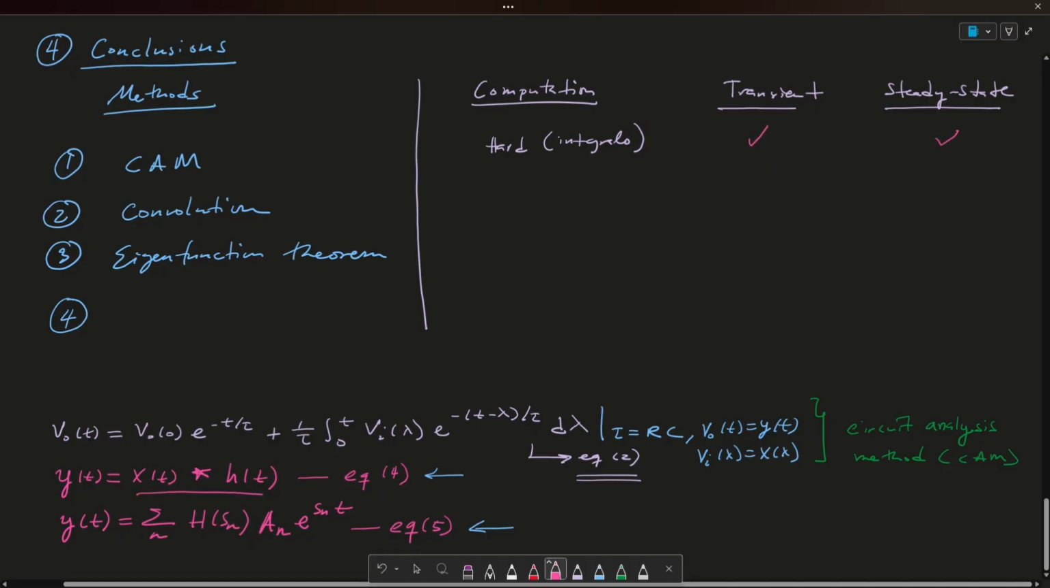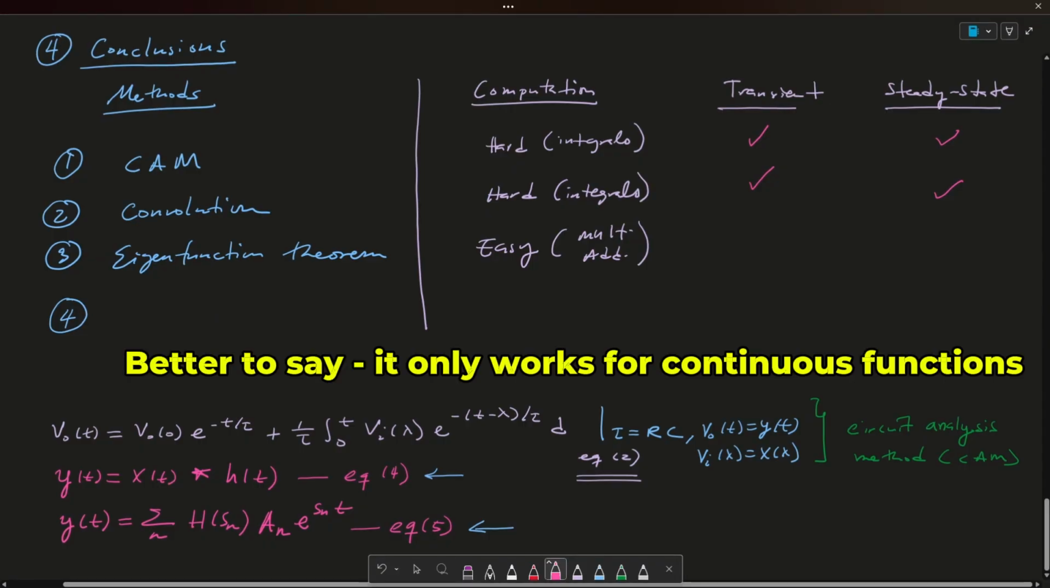The same thing we could say with convolution is that it is hard to do in terms of computation. Again, you're dealing with integrals, but the pro is that you do get transients and steady states. For this Eigenfunction theorem, it's a bit easy. We say that it is easy because you're dealing with multiplication and addition. But unfortunately, if your input is perpetual or continuous, you do not get the transient like we saw in the previous slide, but you do get the steady state.